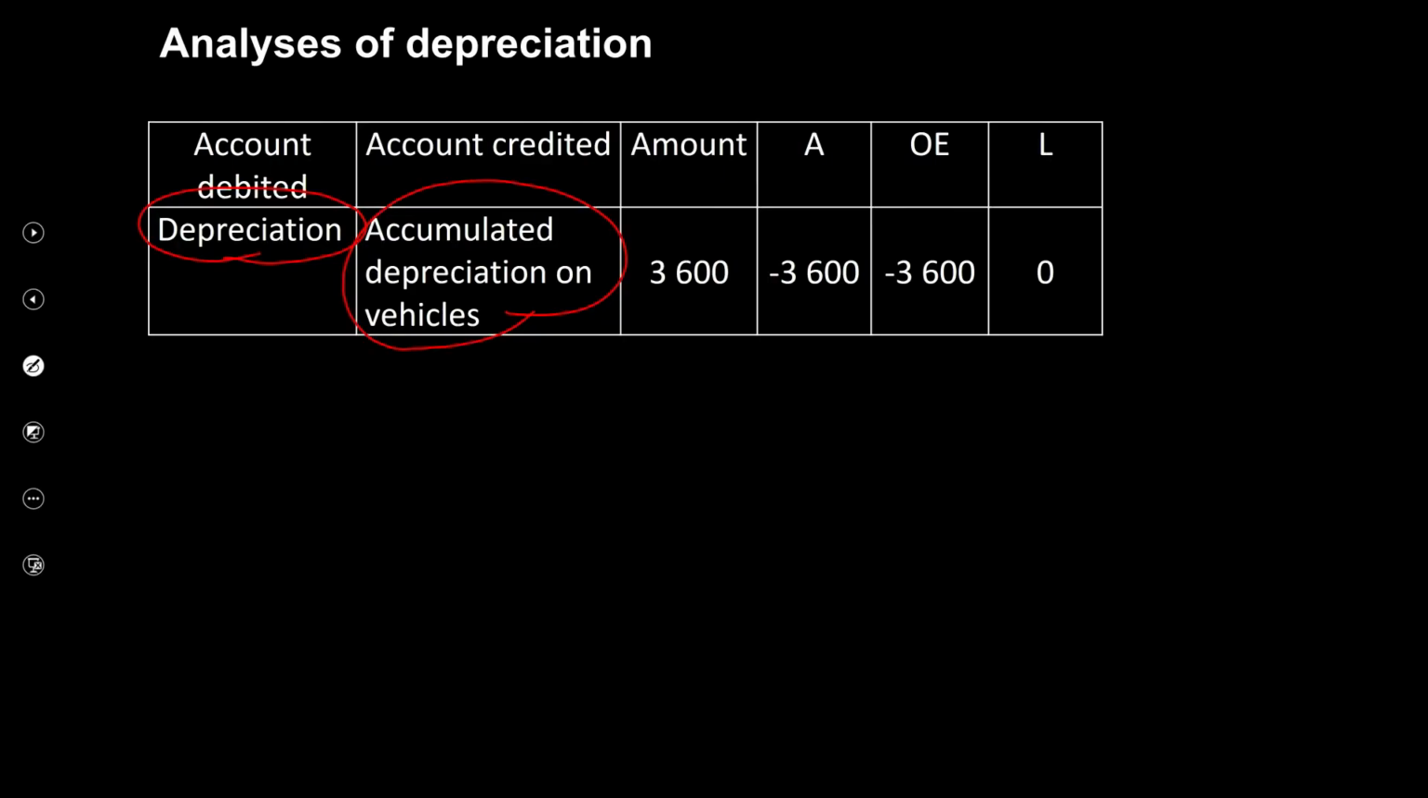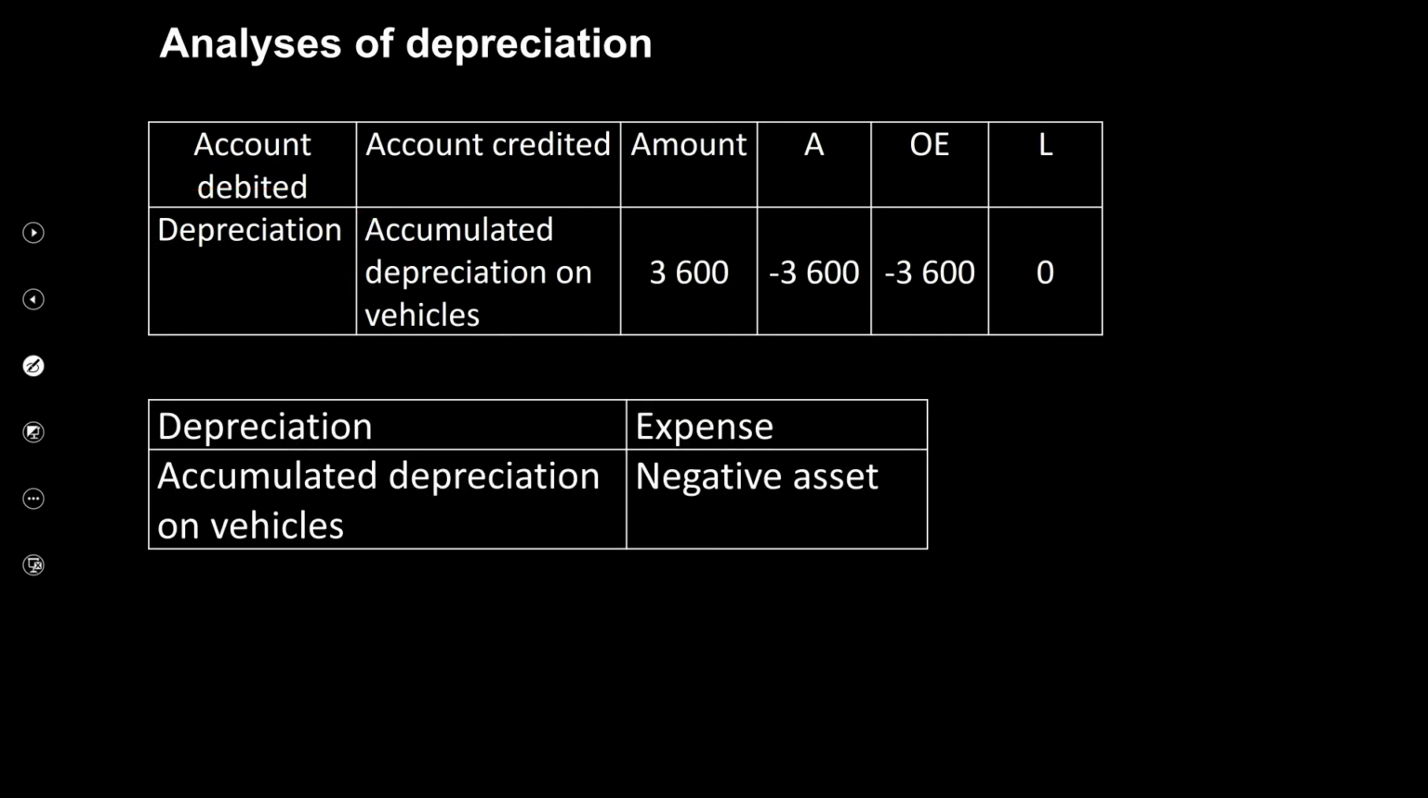Okay. In terms of my classification, obviously there's the amount, 3,600. Watch. A negative asset reduces the value of your asset. Therefore, accumulated depreciation will result in assets decreasing by 3,600, and your depreciation will result in your owner's equity decreasing by 3,600. Your liabilities remain unchanged. Okay, so now, watch. What are we saying? We're saying that depreciation is an expense. What type of an expense? An imputed expense, therefore debited. And you're crediting accumulated depreciation. The reason why you're crediting it, because it is a negative asset, right?